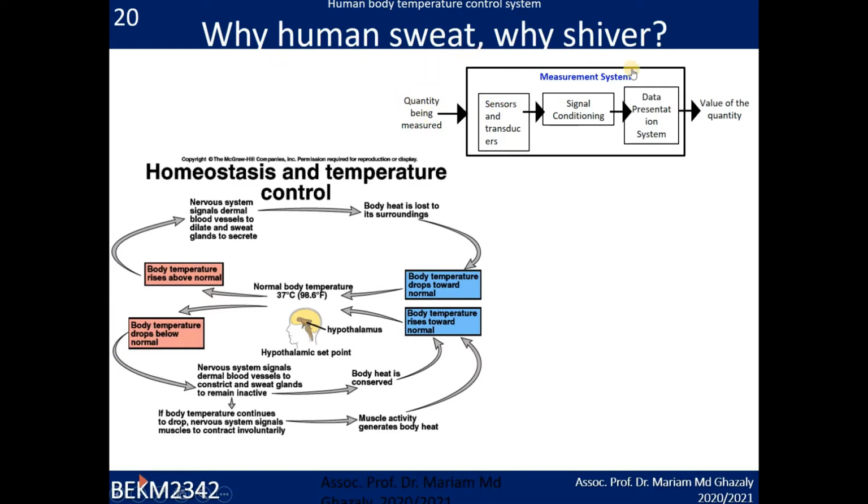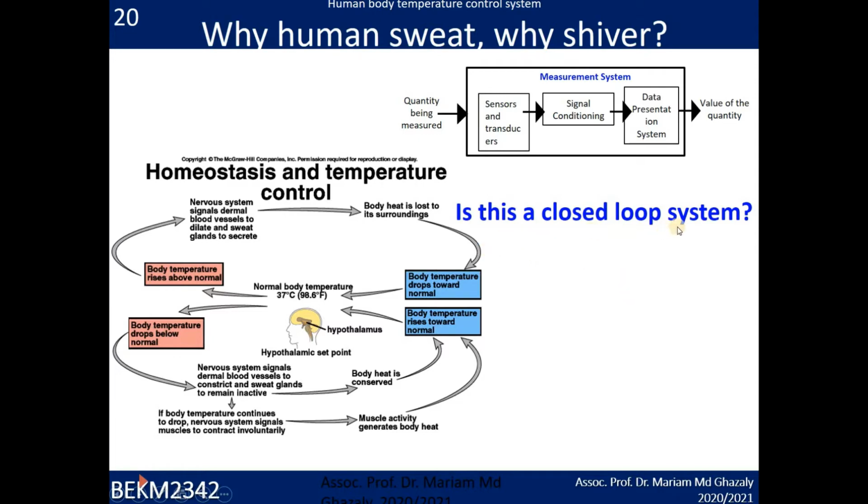So why do humans sweat and why do we shiver? I think you can just go through this flow chart and see the homeostasis and temperature control. When our body detects that the temperature drops or rises, what actually happens is that our body will try to regulate our normal body temperature to 37 degrees. So the human body itself is a control system, a complete control system.